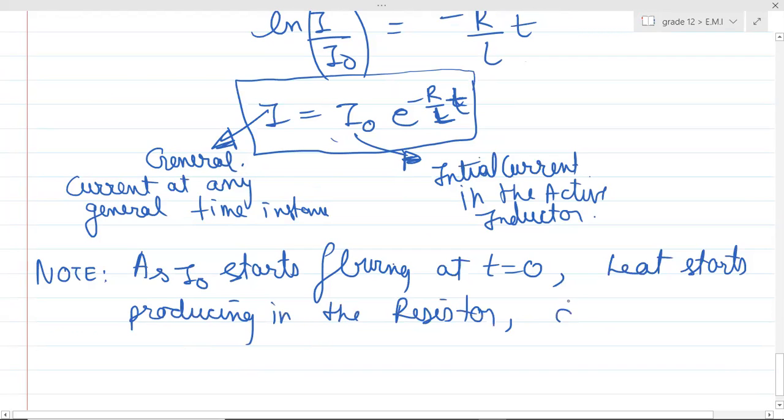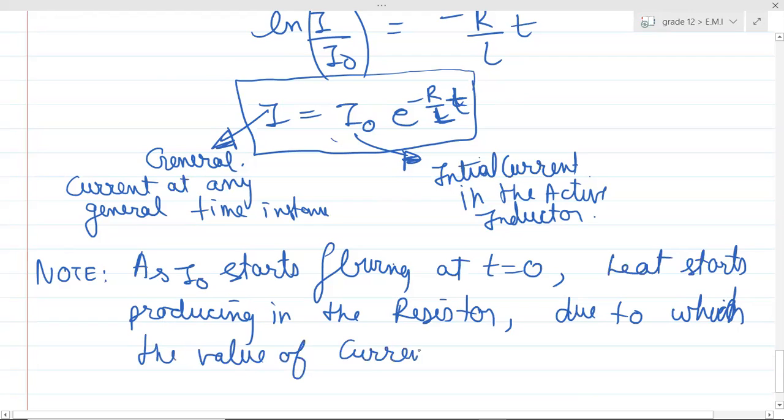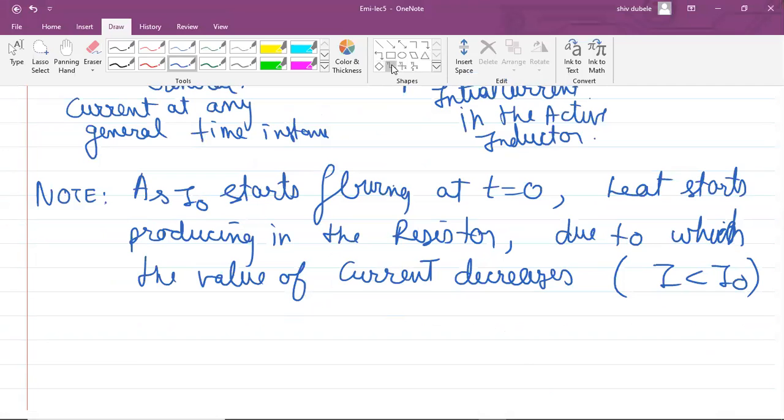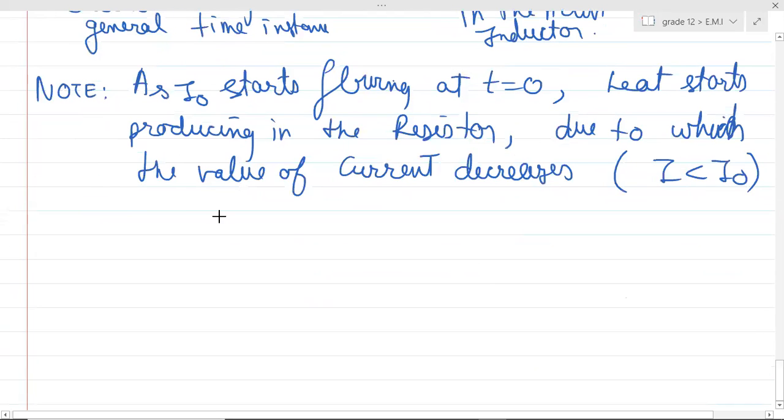Due to which what will happen? The value of current decreases. That implies I will always be less than the maximum value. The instantaneous value will always be less than the maximum value. And if I draw a graph, the graph will look like this.